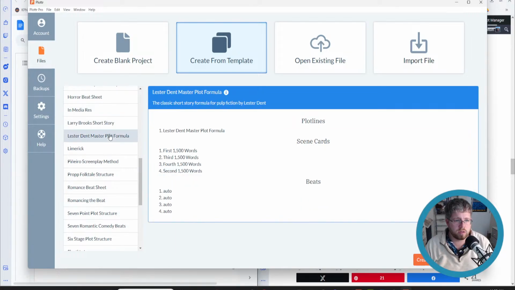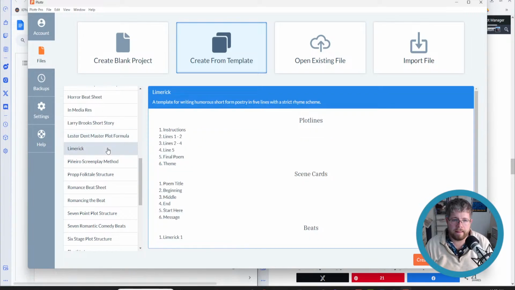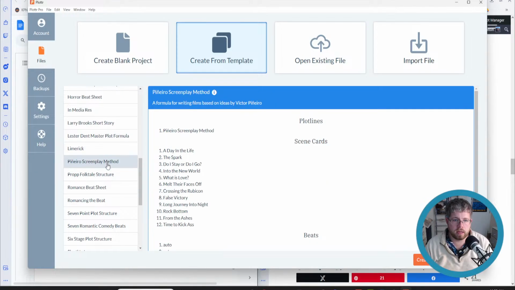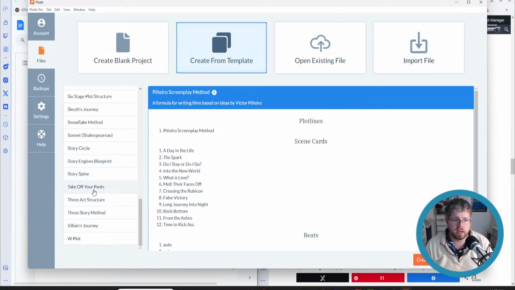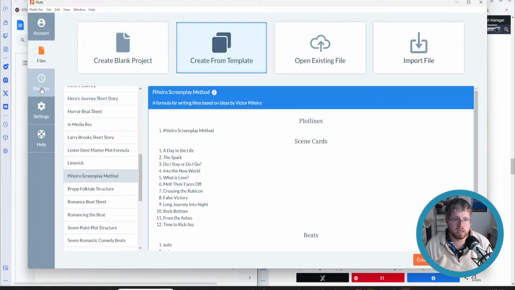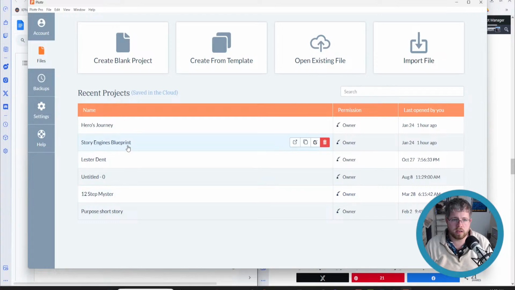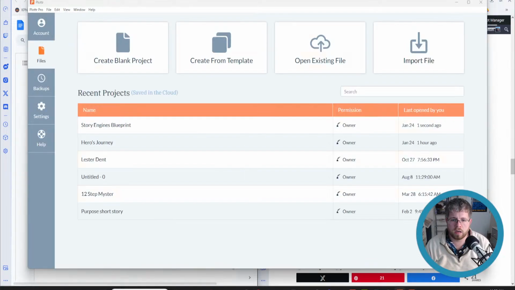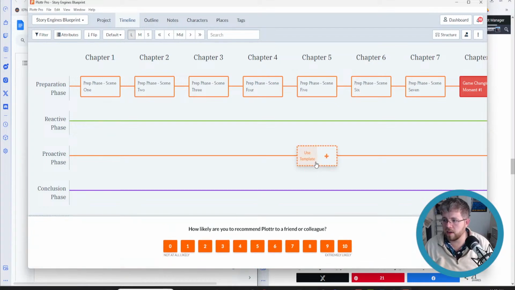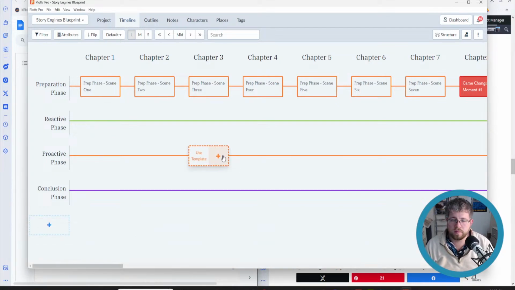Larry Brooks short story, Lester Dent master plot formula, which I use for short stories. Limerick. So there's a lot of good templates here. I'm just gonna go ahead and take a look at the Story Engine's blueprint, which, let's cancel this. I already have one ready. Because this is a 40 scene novel, which is closer to what I think it should be, rather than 24 or 25, which you get with the 24 chapter novel outline. This one is actually split up into scenes.